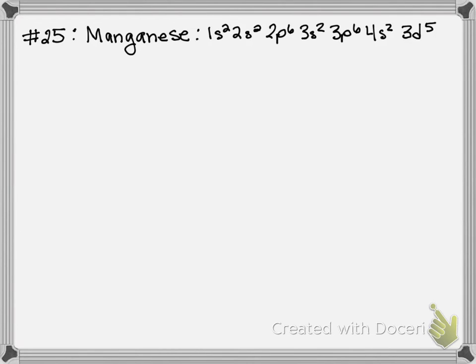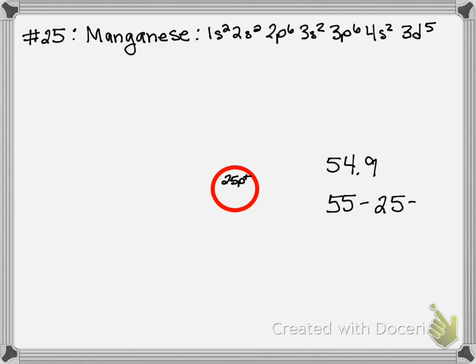Let's start always with that nucleus. Let's figure out how many protons and neutrons this guy has. His atomic number is 25, so he will have 25 protons. Let's look at his atomic mass. His atomic mass is 54.9. You guys know that this will round to 55. Now subtract the atomic number. This will give you 30. So it looks like manganese has 30 neutrons.